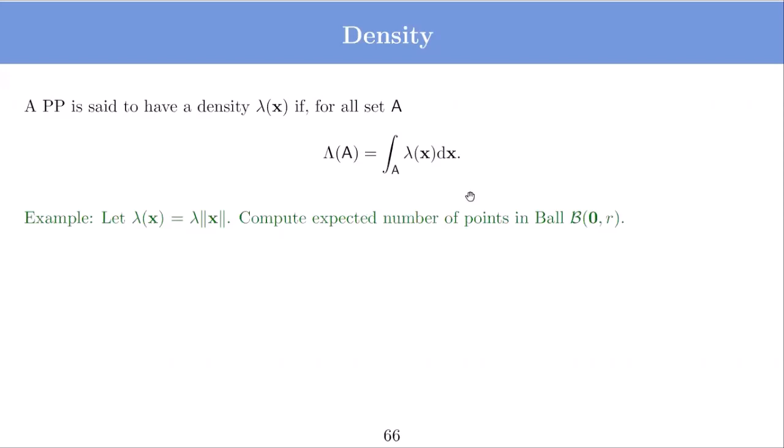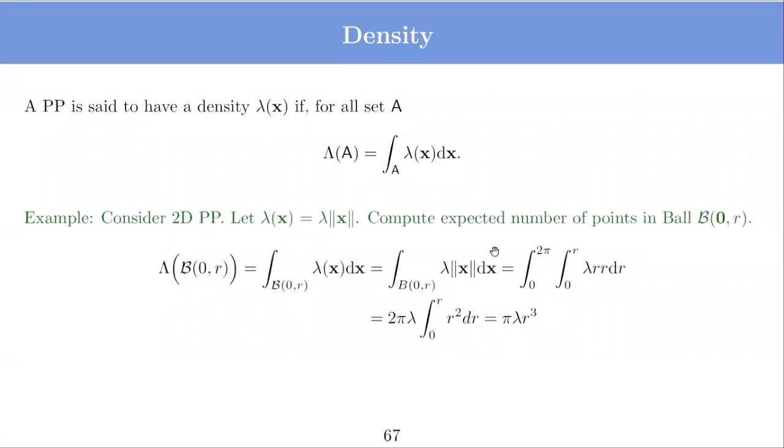So how can we compute that? Let lambda x equal lambda times the norm of x, and suppose someone asks you what is the expected number of points in the ball B(0,R). If it's a two-dimensional point process, I have to compute the average number of points in B(0,R), and because this is density, it will be equal to the integration over the set B(0,R) of the density lambda x dx. Now recall this is a two-dimensional integration.